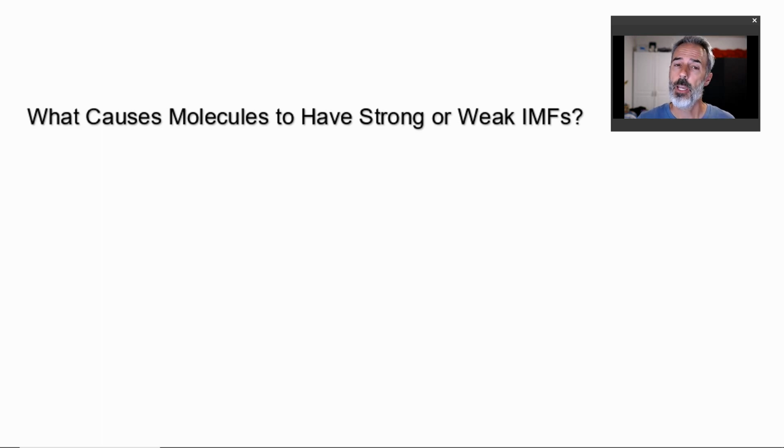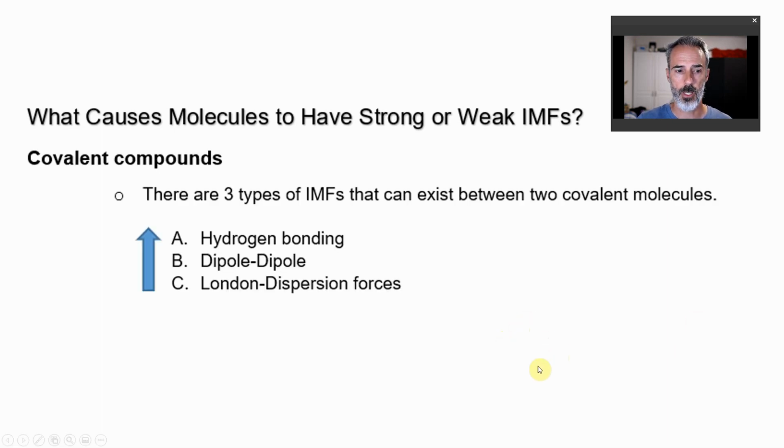another compound. And really what it comes down to is the type of intermolecular force they have. So we're going to be learning about three types of intermolecular forces: hydrogen bonding, dipole-dipole interactions, and London dispersion forces. Now there are a couple more than just these, but we're going to start with these because these are the type of intermolecular forces that exist in covalent compounds.